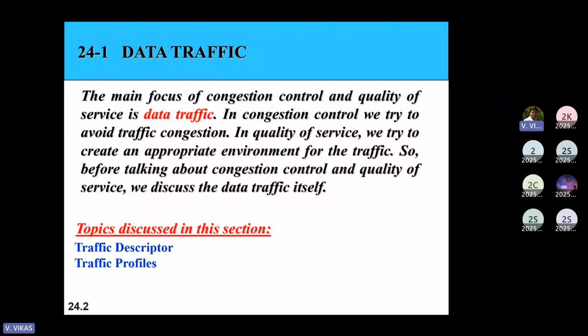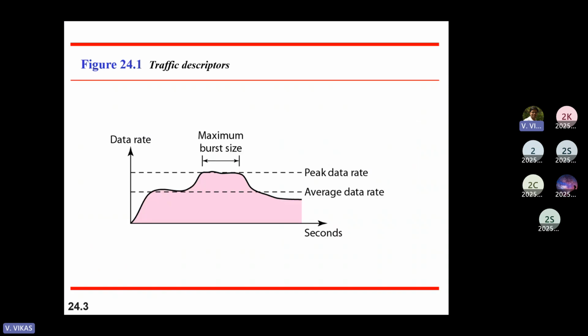Before talking about congestion and quality of service, we shall try to look at data traffic. With respect to data traffic, we'll be discussing two things: traffic descriptor and traffic profiles. Traffic descriptor means how we can describe a traffic, with respect to measurement. Traffic profiles means how traffic can vary. These are the two things we will be considering. As you can see here, we are showing a graph wherein the x-axis represents seconds, the y-axis represents data rate, and you have other terms like maximum burst size, peak data rate, and average data rate. These are some of the things we are trying to look at here.